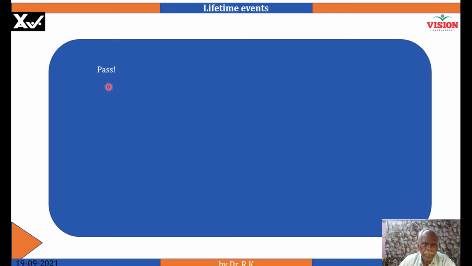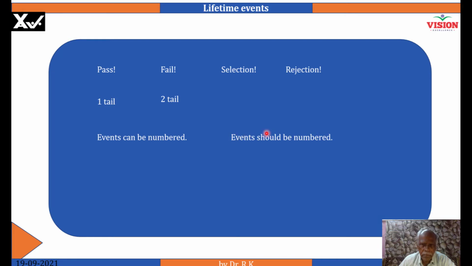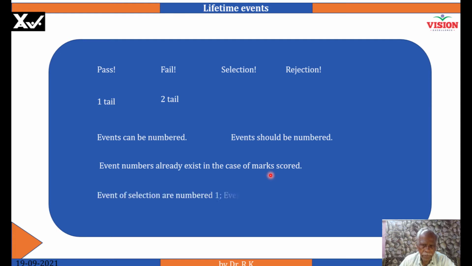Lifetime events. In lifetime events, either you can pass or fail, or you will select or reject. And one tail or two tail events can be numbered. Right? Suppose you toss a coin, you can say either get a tail, and then second time you also get a tail. Then these events can be numbered. You will have to number, and then only you can analyze. Events should be numbered. Event numbers already exist in the case of marks scored, because 50 marks, 60 marks, already numbers are there. So we don't have to put separate numbers for that.